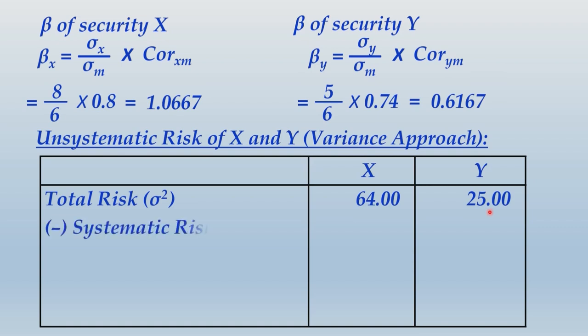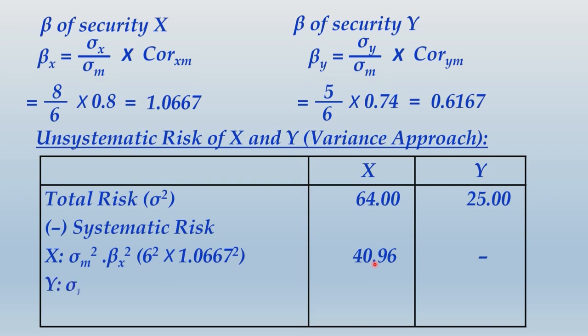Less systematic risk. Now, how would you compute systematic risk for stock X? It will be sigma M square into beta X squared. Standard deviation of market was 6, so sigma M square, that is variance of market, will be 6 squared into beta of X squared. Beta of X we have just computed over here. Squared value of that multiplied by variance of market, you get the systematic risk of stock X. And likewise, you calculate systematic risk for stock Y also. So systematic risk of stock Y comes as 13.69.